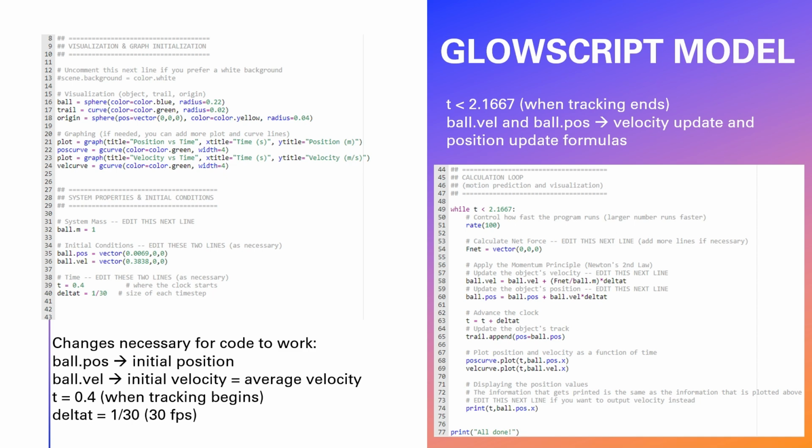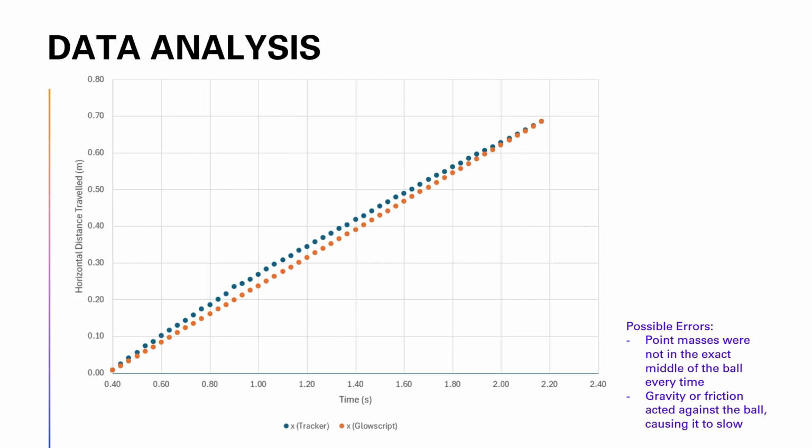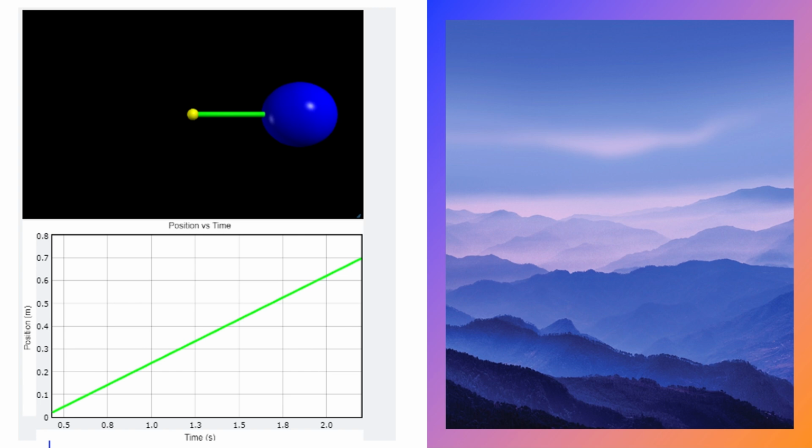So this was our GlowScript model that we used. I had to plug in some values. I plugged in initial position and initial velocity, which we found on the previous slide. We also plugged in t equals 0.4, which is when tracking began, and delta t, which was determined by the 30 frames per second frame rate. And then I also plugged in the velocity update and position update formulas. This was the model created by the computational program. And I copied and pasted these values and compared them to the experimental model's values in Excel to create the graph.